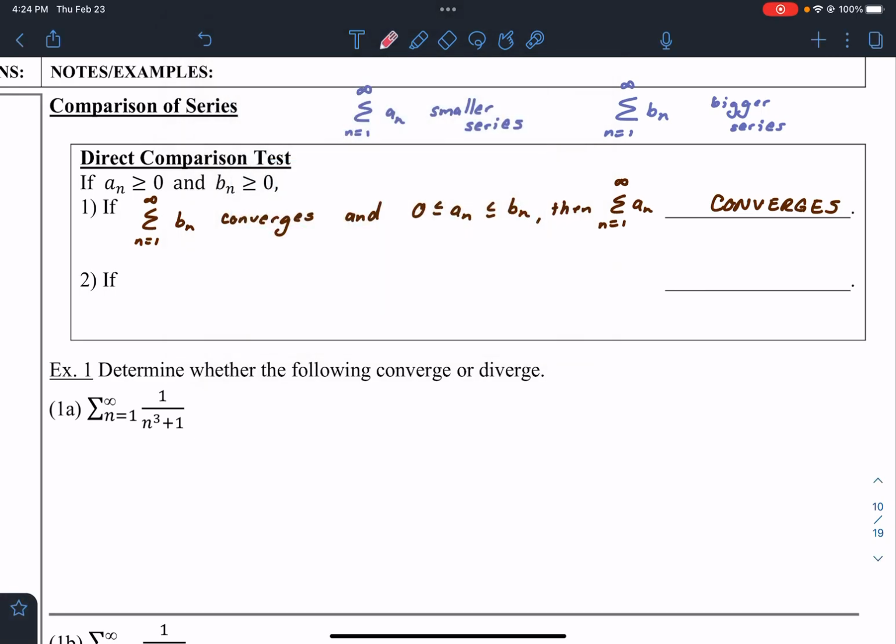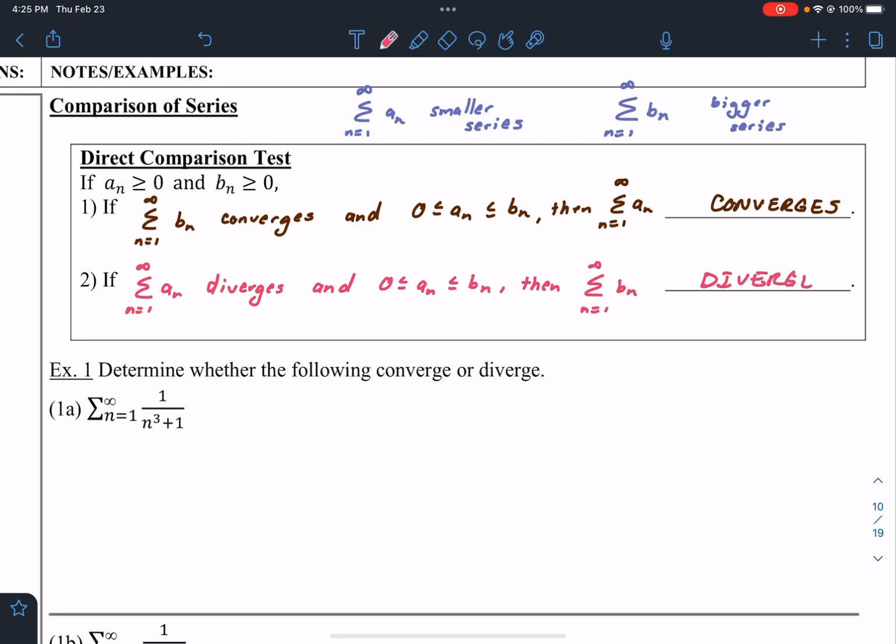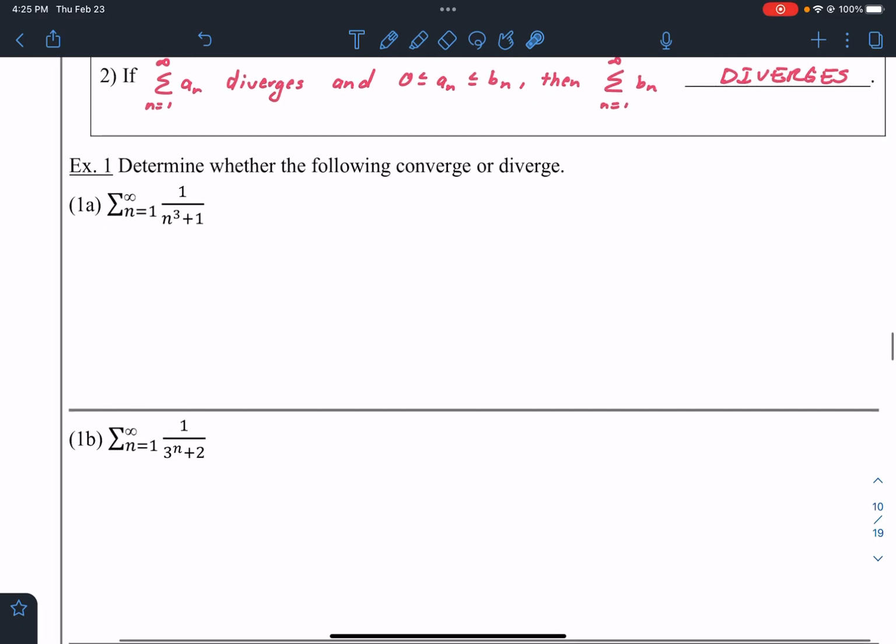We can flip that a little bit, and we can say that if the smaller series diverges, and A sub n is still less than or equal to B sub n, then that means the bigger series also diverges. And another way to think about that is bigger than infinite. If this is bigger than that, and that already diverges, bigger than infinite is also infinite. So let's do an example of that.